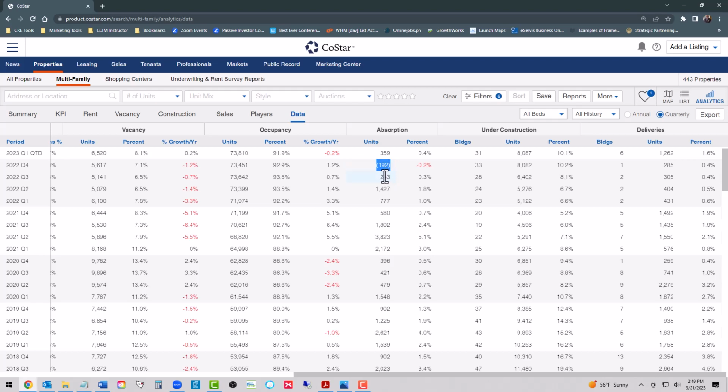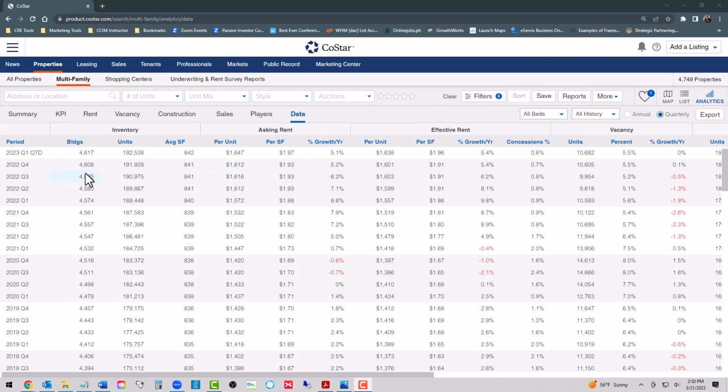We definitely see that slow down. Don't really understand why we saw that tick down in rent in the third quarter, but definitely why we saw it in the fourth quarter. So let's go see what story the Class B is telling us. Here is our Class B rent analytic data.